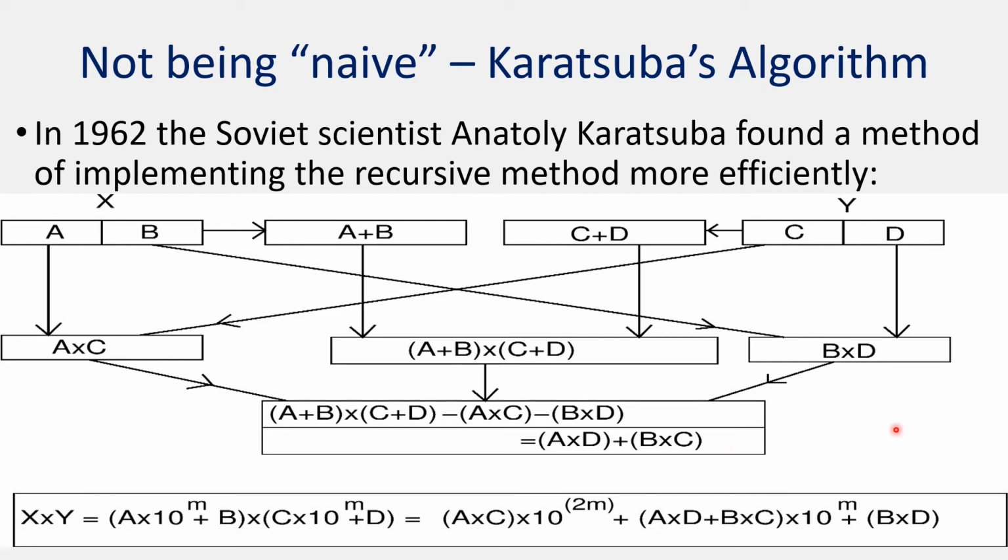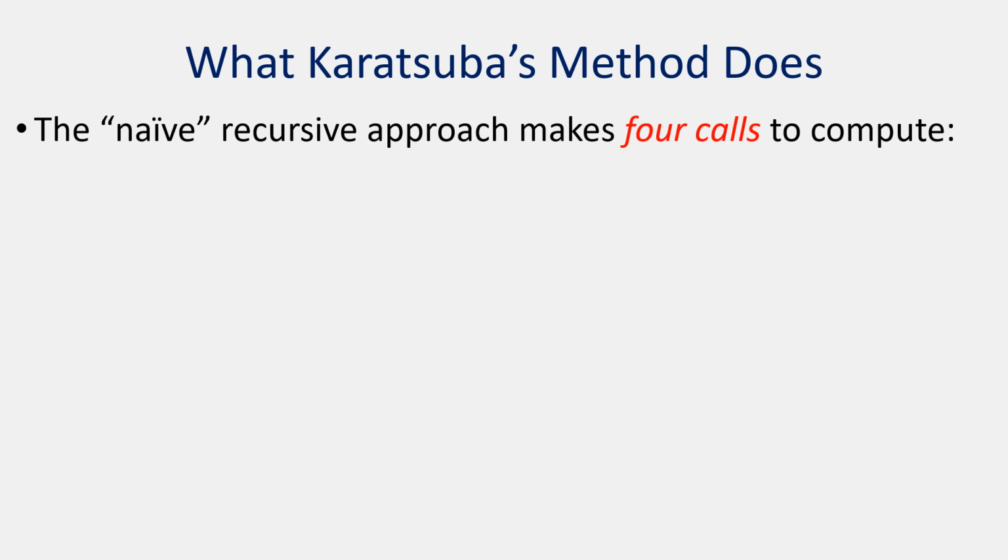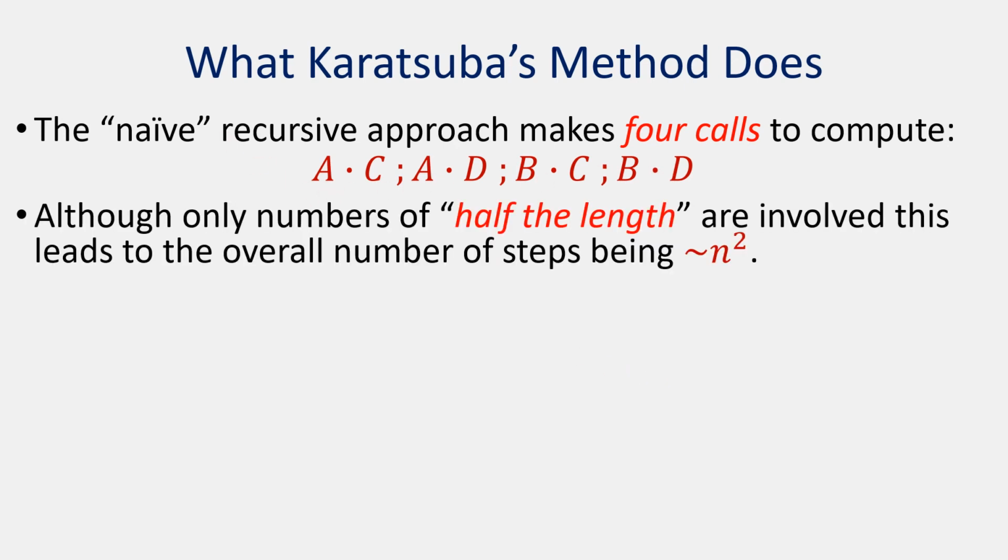And when we do that, we get the two terms that we were missing from the recursive algorithm. So when we put everything together in Karatsuba's algorithm, what's happening? In the naive recursive method, we use 4 recursive calls to compute the 4 subproducts. Even though those are only half the number of digits of our original input numbers, the fact that we're making 4 recursive calls means the overall number of steps that we take isn't any better.